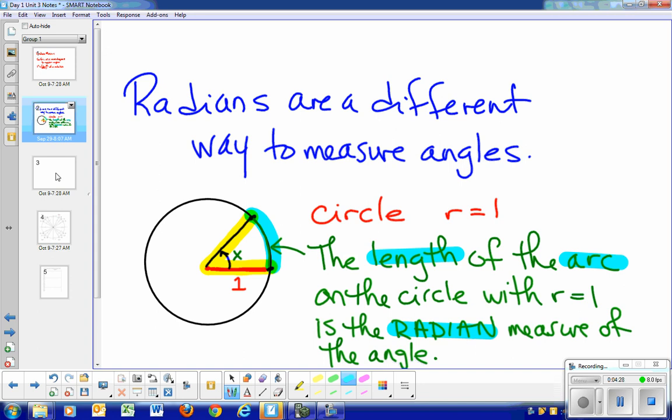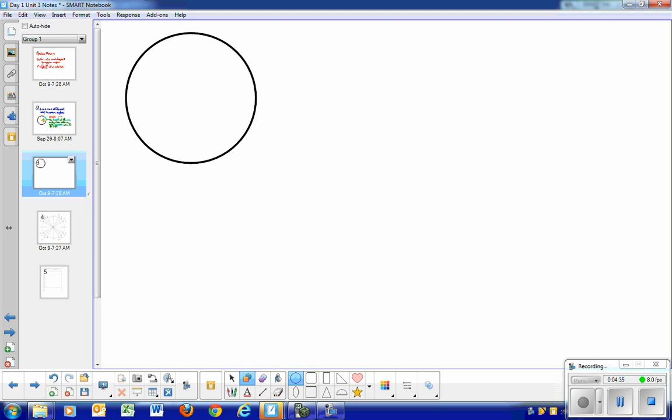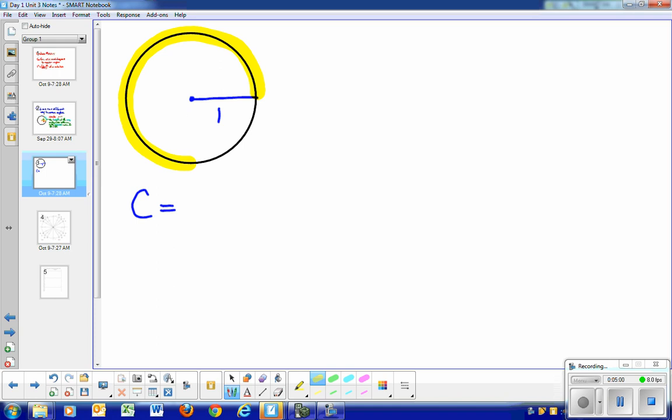So let's take a look now and try to determine a conversion between radians and degrees, because we're comfortable with degrees, we know about degrees, and just like we can convert between centimeters and inches, we'd like to be able to convert between radians and degrees, okay? So here is our circle again with radius 1, okay? And we know a formula for circumference. Recall from your geometry experience what circumference is. Circumference is going all the way around the circle, like walking around the circle like that.